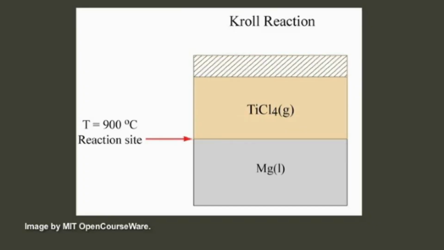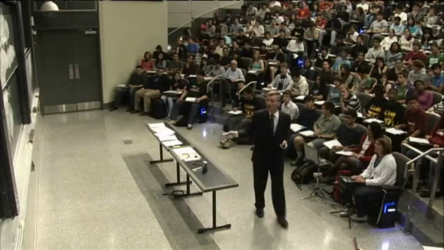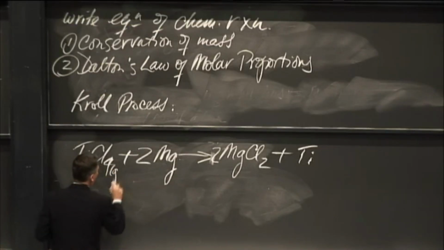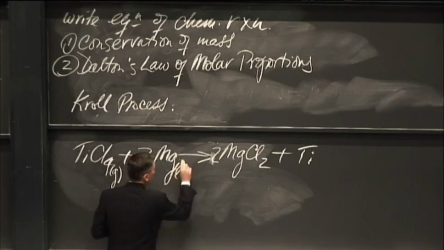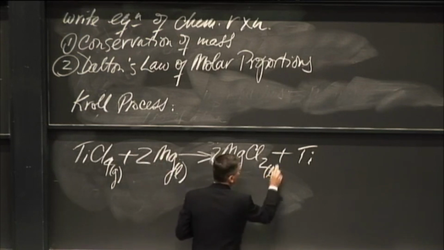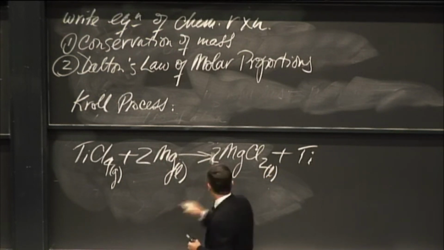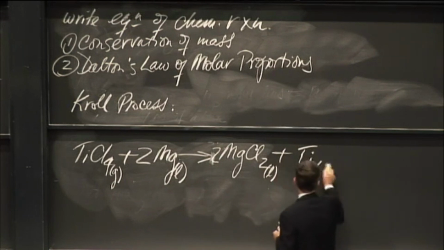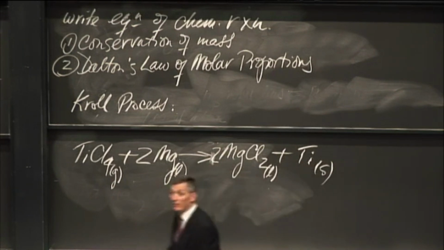It's called a bomb reactor. Nothing can get in, nothing can get out. And the pressure builds up here, and right at this interface, the titanium tetrachloride reacts with the magnesium according to this reaction. Now, this is very interesting. It's a beautiful reaction because titanium tetrachloride is a gas, magnesium is a liquid. Magnesium chloride is a liquid, but it is of different density and it's insoluble in magnesium, and titanium melts at 1670 and it's a solid.